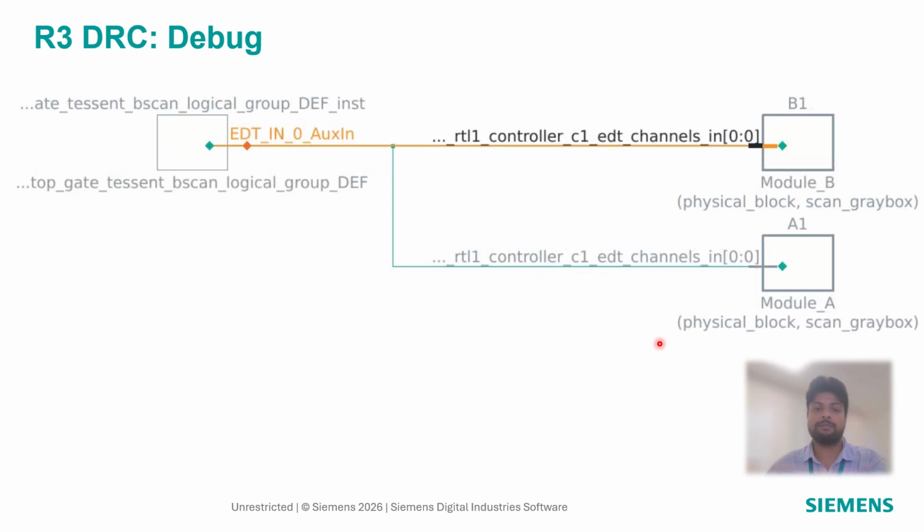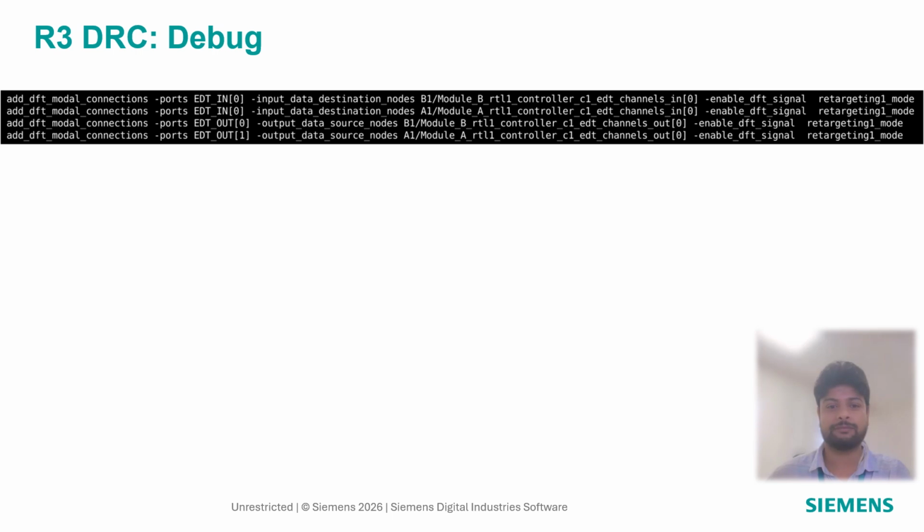Now, trace back the EDT channels of non-identical cores A and B, which are connected to the same port. This is the cause of R3 violation. To see the cause of this DRC, we should look back to the definition of DFT model connections. Notice that EDT in 0 is connected to EDT channels of core B and core A during the same retargeting mode. This will cause the R3 violation because these two cores are non-identical.